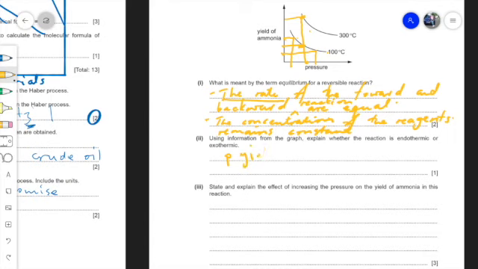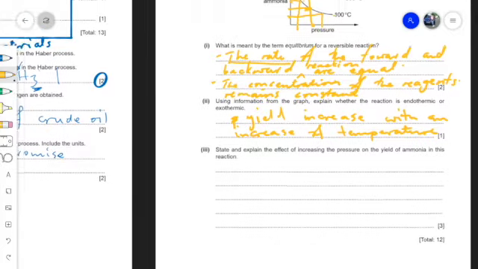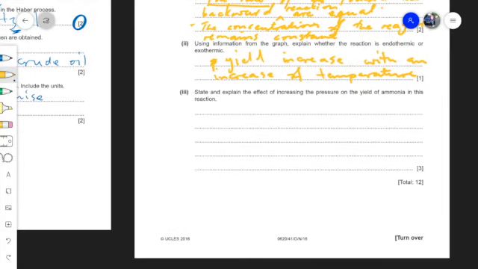Yield increases with an increase of temperature. Right, that is sorted out. Let's look at the last bit. State and explain the effect of increasing the pressure on the yield of ammonia in this reaction.